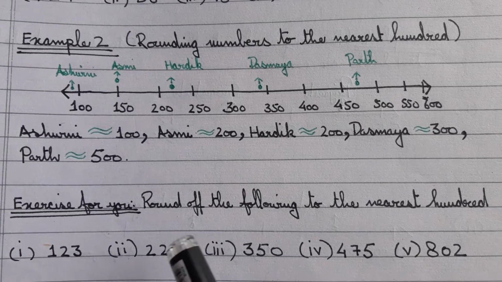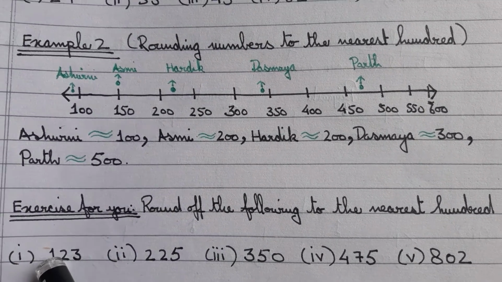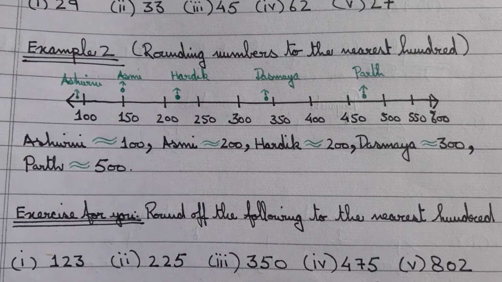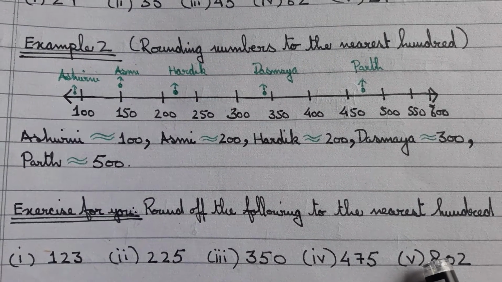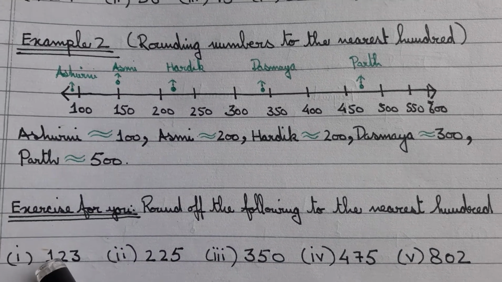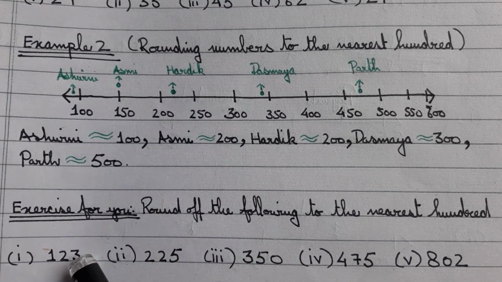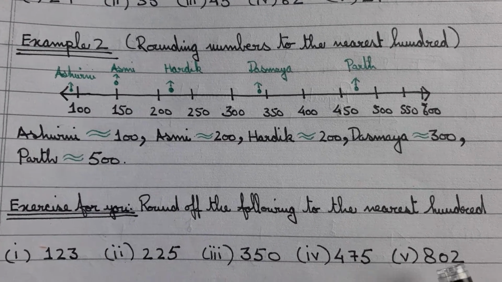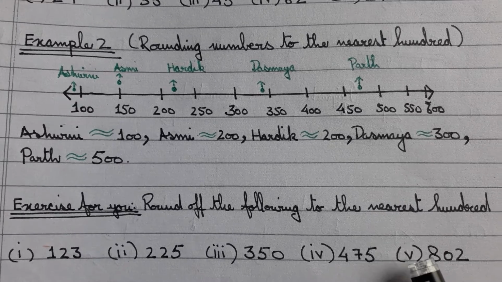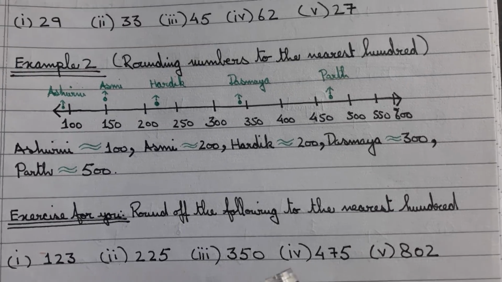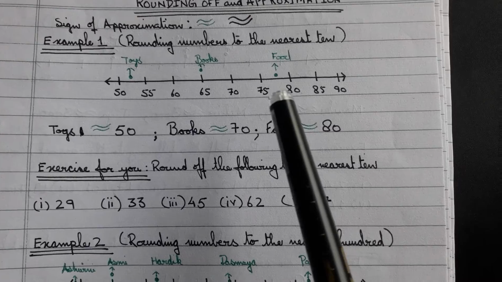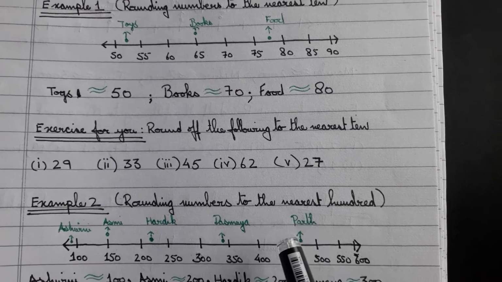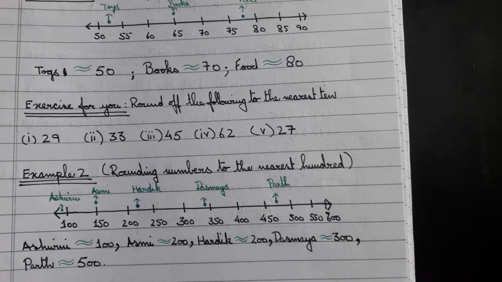All right. So again an exercise. Try rounding off the following to the nearest 100. 123, 225, 350, 475, 802. All right. I repeat, mentally try them. You can write the answers in your rough notebook. So we have learned rounding off to the nearest 10 and rounding off to the nearest 100. So we'll go to bigger digits in a while. So just hold on, please.